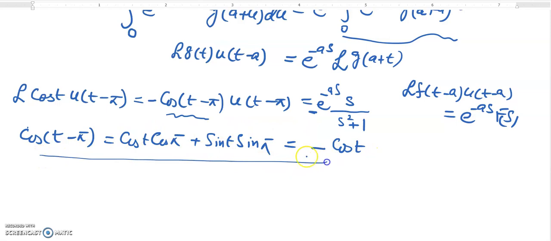However, in the second approach, for the Laplace of cosine of t times u of t minus pi, we can directly write the Laplace. In this case, this is the function g of t, and this is the unit step function with the value of a equal to pi. So we can write it like e power minus pi s, replacing a with pi.